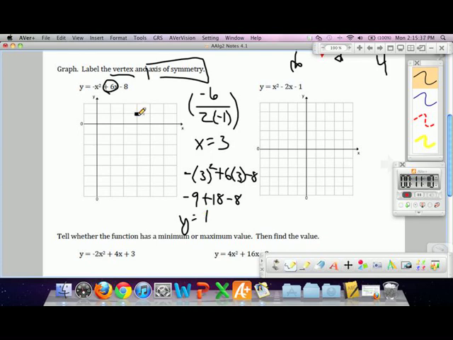Where's the axis of symmetry? Right through the vertex. So the axis of symmetry is the line x equals 3. Now all we need is some y values on either side of this line, and we can just mirror them over. The easiest y value to find is the y-intercept. How do you find the y-intercept of any equation? You did it in the warm-up. Plug 0 in for x.